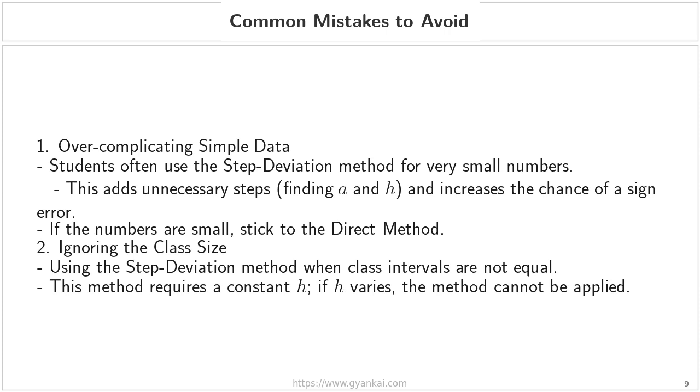Second, be very careful not to ignore the class size. As we discussed in the step-deviation section, that specific method relies entirely on having a constant class interval, which we call h. If your class intervals are not equal, meaning the width of your groups varies, you simply cannot use the step-deviation method. Always check your data intervals before deciding on your approach.